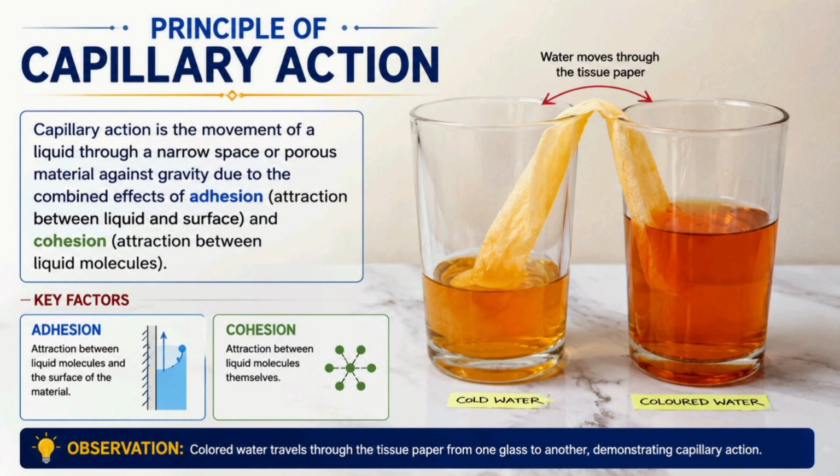Principle. Before performing the experiment, let us understand the principle involved. Capillary action is the movement of a liquid through narrow spaces against gravity. This occurs because of two forces. Adhesion. Adhesion is the attraction between the water molecules and the surface of the tissue paper. Cohesion. Cohesion is the attraction among the water molecules themselves. When these two forces work together, the water can move upwards through tiny pores present in the tissue paper. This phenomenon is called capillary action.